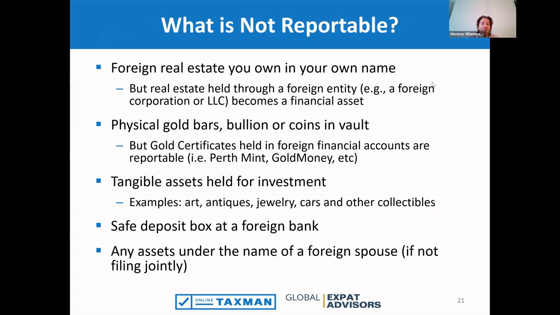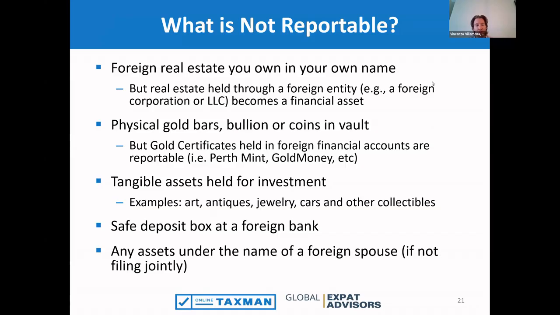So then what's not reportable, right? Physical gold, bars, bullion, anything that's in a vault you don't have access to, not reportable. Any sort of tangible assets like jewelry, etc., not reportable. Safe deposit box, not reportable. The top one I think is an important one, foreign real estate, right? Because obviously a lot of people that are moving abroad buy real estate. If it's in your name, it's not reportable.